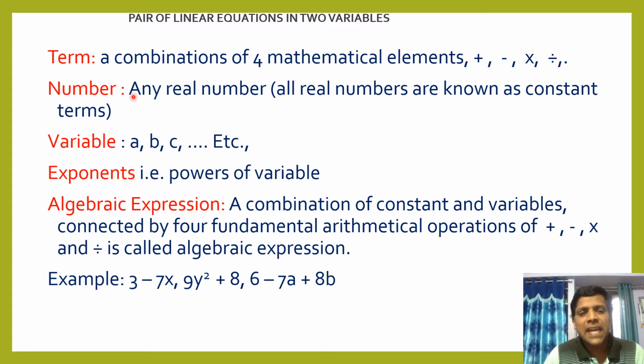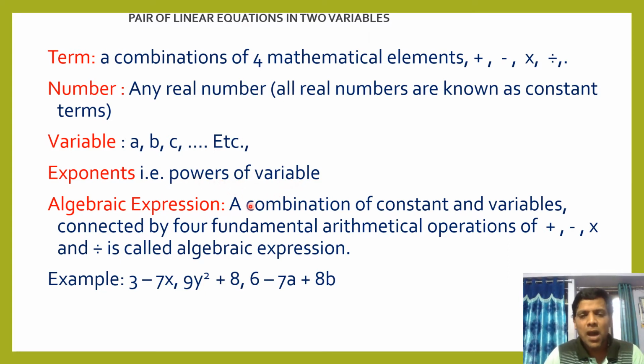And second one, number. Number means any real number. All real numbers are known as constant terms. Do you know what is meant by real number? Either natural number, whole number, integer, rational number and irrational number also. Next one, variable. Variable means unknown terms. What are the unknown terms? Literals like letters A, B, C, D, and so on. Now exponent means that is the power of variable.